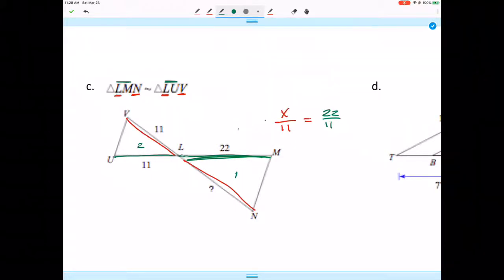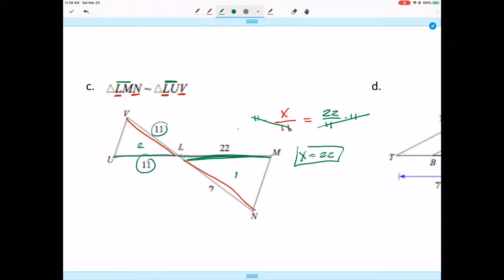Okay, we can multiply both sides by 11. And what do you know? We end up getting X equals 22. Okay, makes sense. If this is 11 and this is 11, basically this is an isosceles triangle, then these have also got to be 22.